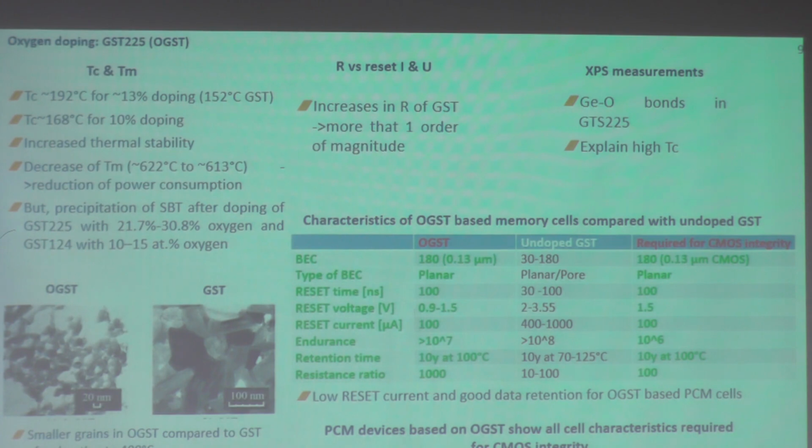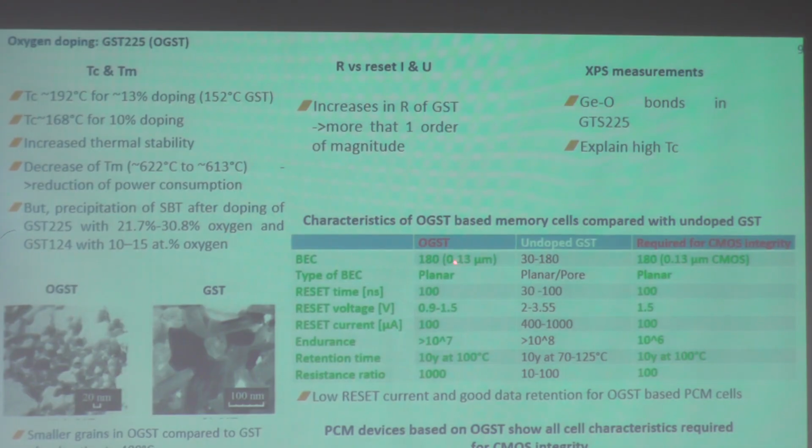And also there are some data on the performance of PCM devices based on this oxygen doped GST material. They are summarized in this table, and you can see that all performances of such a cell are in the green area. Also, as required by the CMOS integrity, it was compared for real devices with 180 nanometer bottom electrode size.